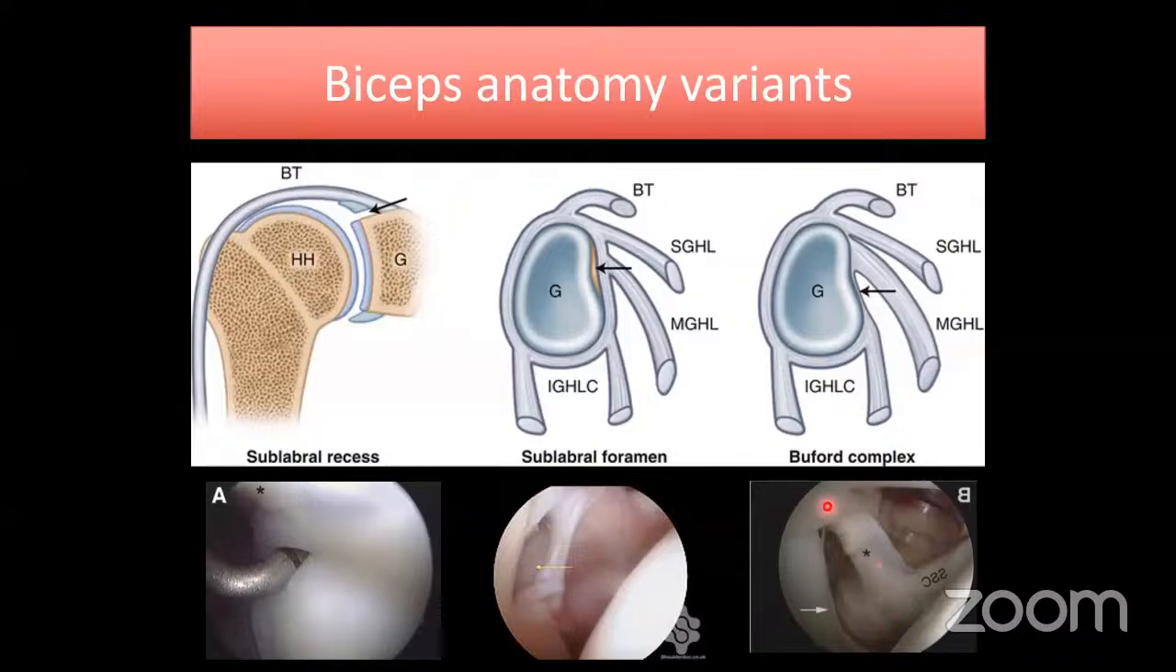So your Buford complex typically would start from somewhere near the attachment of the long head of the biceps, but it would head towards the subscapularis tendon, as you can see over here. And you will see that the labrum anteriorly is quite deficient. So be aware of these variants, because if you tend to consider that as a tear and repair that Buford complex, you can create a lot of stiffness.